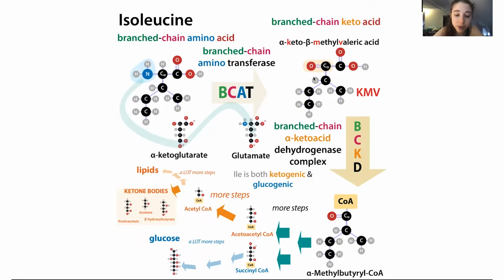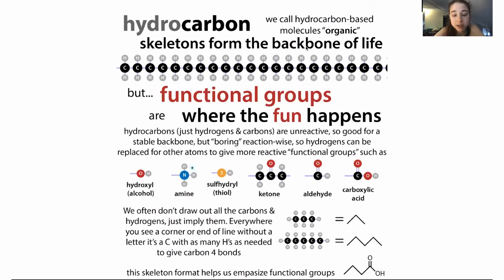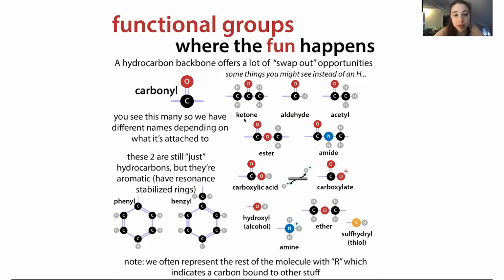A ketone is where you have a carbonyl carbon, a carbon double bonded to oxygen, with carbons on either side. This is a common functional group. With a functional group, remember the hydrogens are kind of like filler space, and if you replace those with something more fun, you can get molecules that are more reactive. So with a ketone, we have this carbonyl, a C double bond O, attached to a carbon on either side.